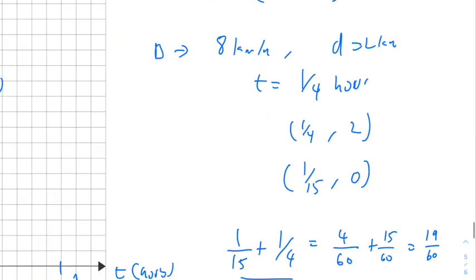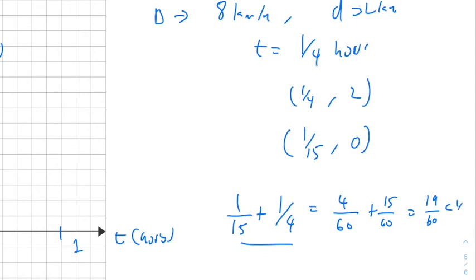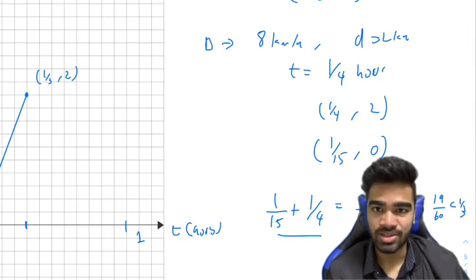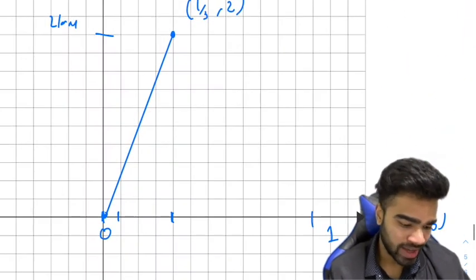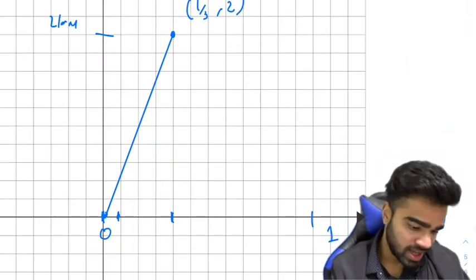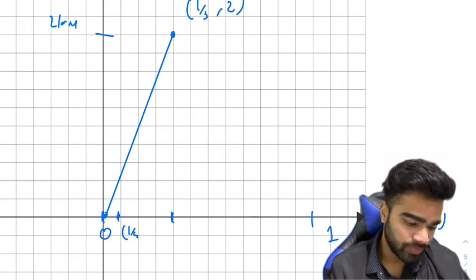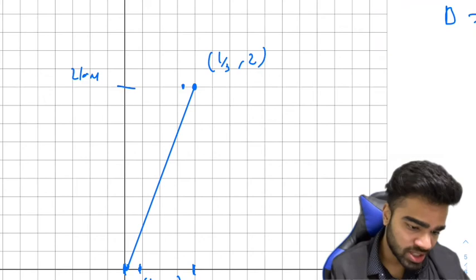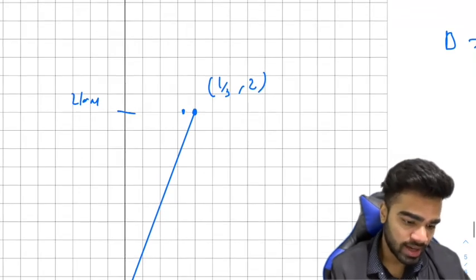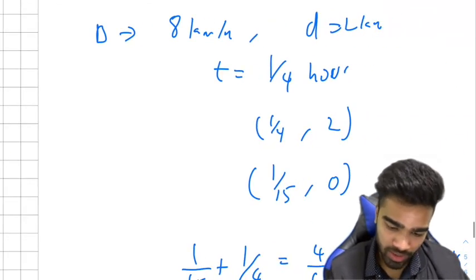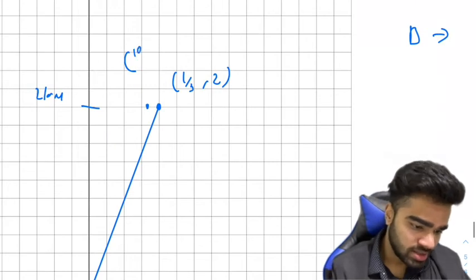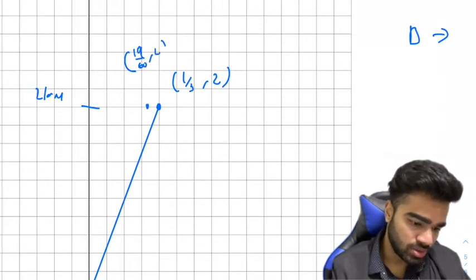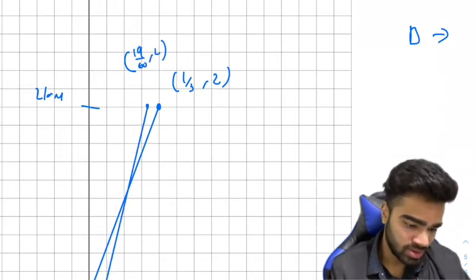So pretty much he still finishes. 19 on 60 is less than 1 over 3, if you do that math, right? He still finishes quicker than person A. So he overtakes person A. Again, if you don't understand that, he starts at 1 over 15 and 0, so 4 minutes after person A, and he finishes just before person A at 19 on 60 and 2. Okay, and then you connect those two dots up.